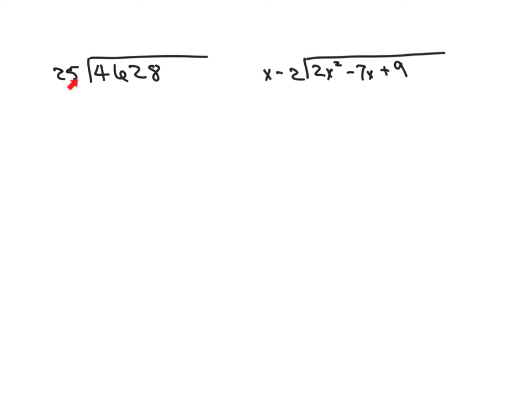So 25 goes into 46 one time. And where do you put the 1? You put it over the 6. And that's what we're going to do over here. We only divide the x. We use the -2 later, but the only thing we really worry about is the x. How many times does x go into 2x squared? Well, let's look at this. 2x squared divided by x. What do you do here?